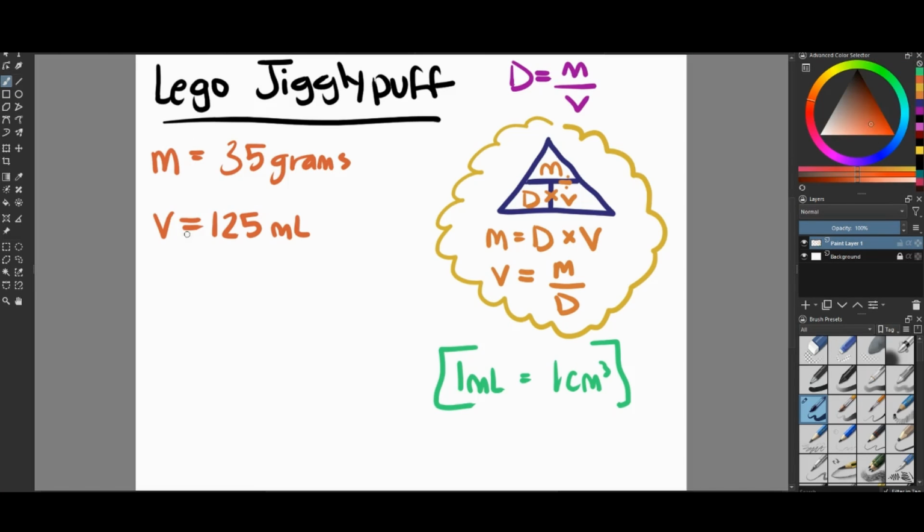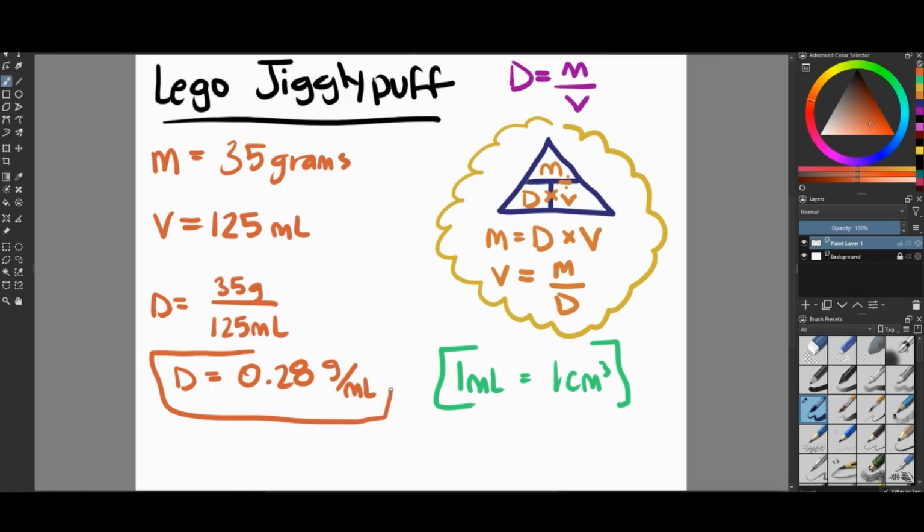So here, let's put this into our equation. We're finding density. So we're going to do our 35 grams divided by 125 milliliters. And if I put this into my calculator, I would see that density for my Lego Jigglypuff would be 0.28. And then again, I'm going to have grams over milliliters. And that's how you find our density. There you go. Hope this helped to define volume and density for you.